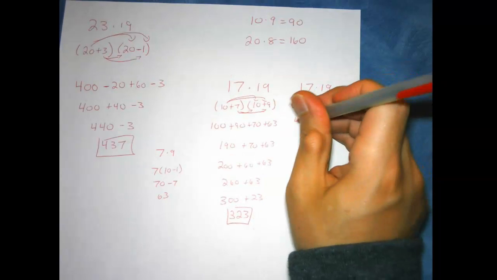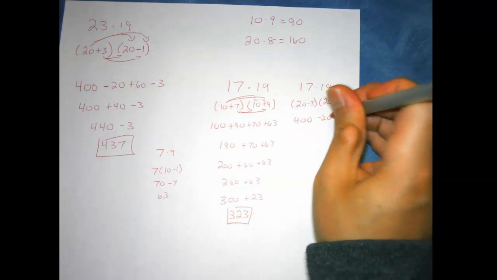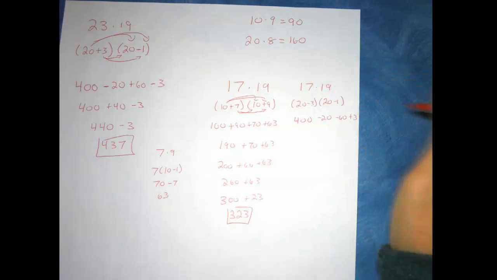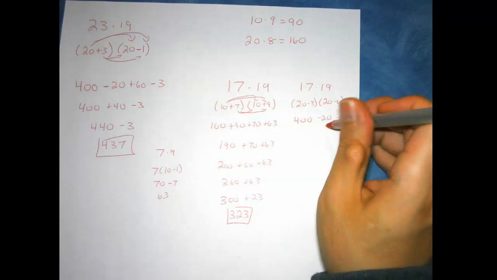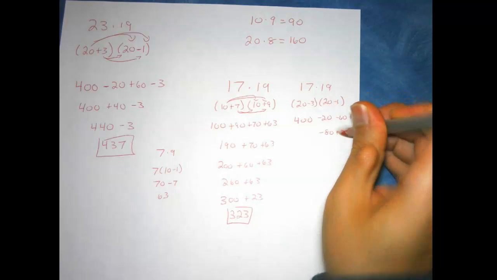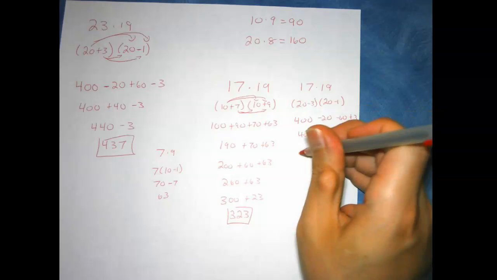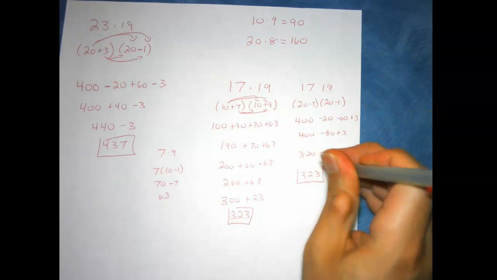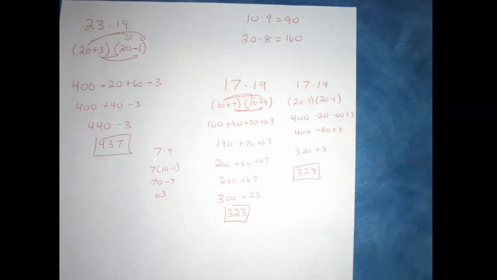Now let's see if the other way would have worked. 20 times 20 is 400, minus 20, minus 60, plus 3. Let's see, this comes out to be 400 minus 80, plus 3. That's 320, plus 3, 323. So yeah, you see, both ways give you the same answer. So it doesn't matter which one you do. I'd encourage you to try to be comfortable with both plus and minus.